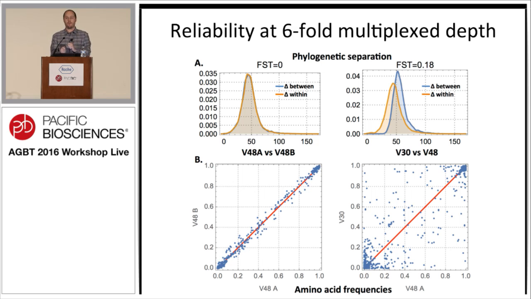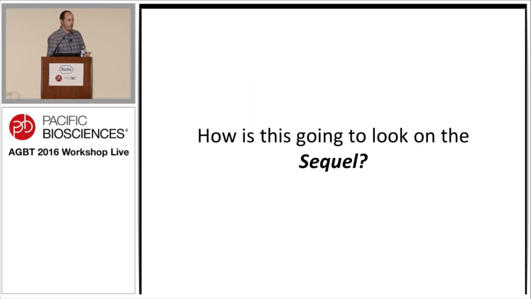Your between sample distances look exactly like your within sample distances, and you get a really nice correlation for the amino acid frequencies on that bottom left panel. And if you look on the right, that's comparing one time point to the next time point, and you can see it doesn't look the same at all. So it really does sample the population quite nicely, even when you multiplex 6 time points on a single SMRT cell. So I'd really like to know how this will look on the Sequel. We haven't done that yet because I don't have a Sequel, but I'm quite excited.